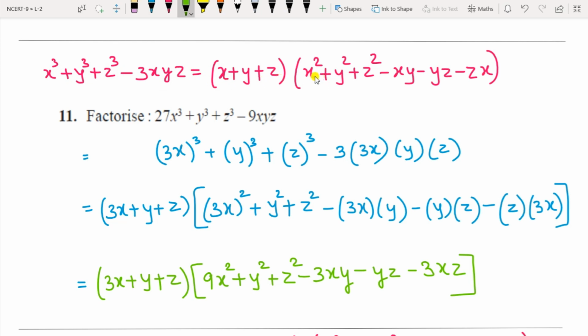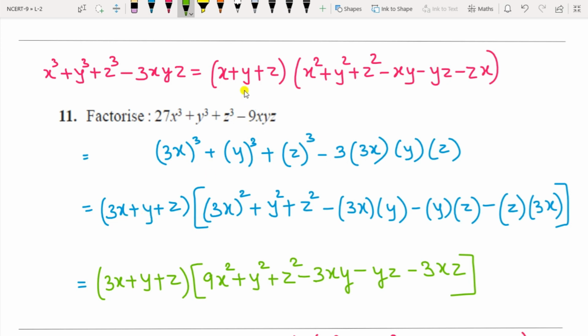Then the second bracket will be x square plus y square plus z square minus xy minus yz and minus zx. So convert this question into the proper form of this identity. Write its cube root: 27 is 3 cubed, then y cube, z cube, and this is 3xyz. So 3 into first term, second term and third term. Okay, now you have to write its expansion.